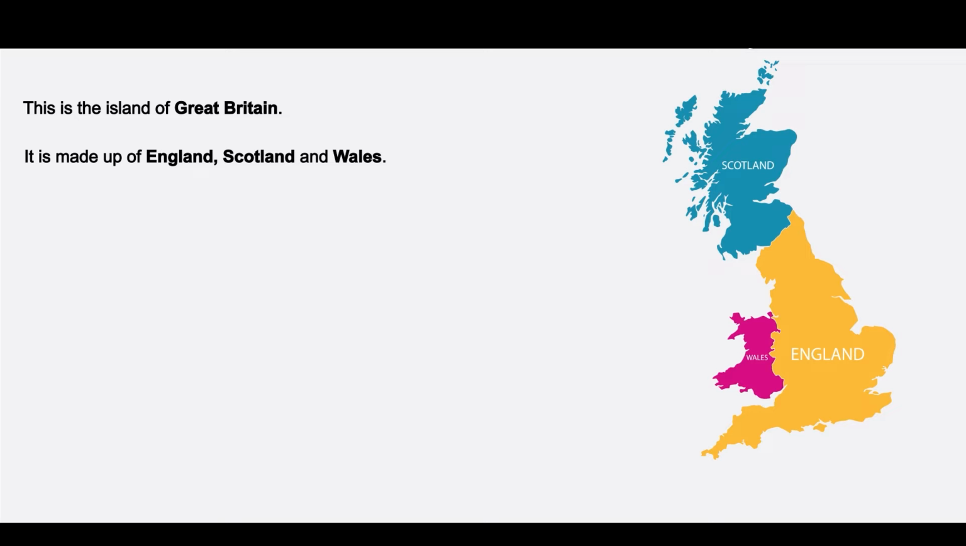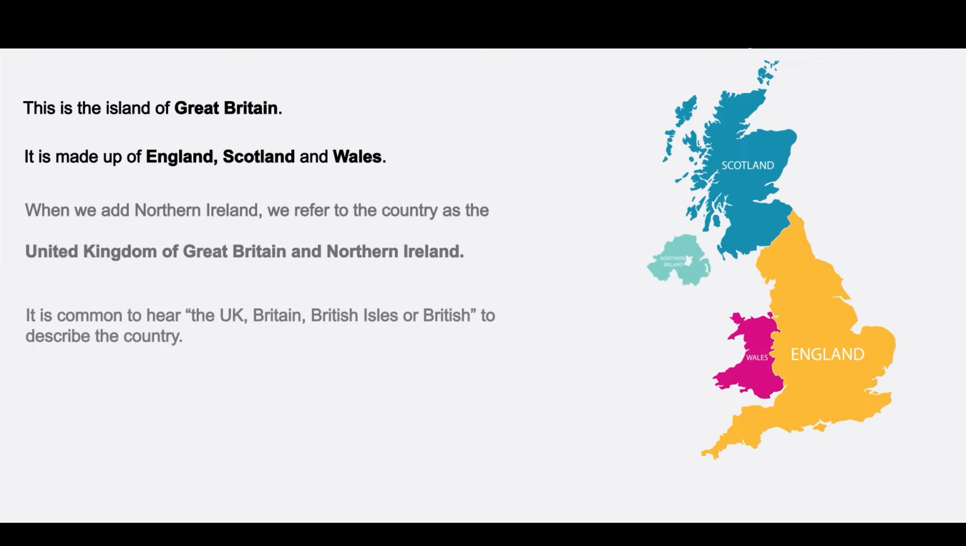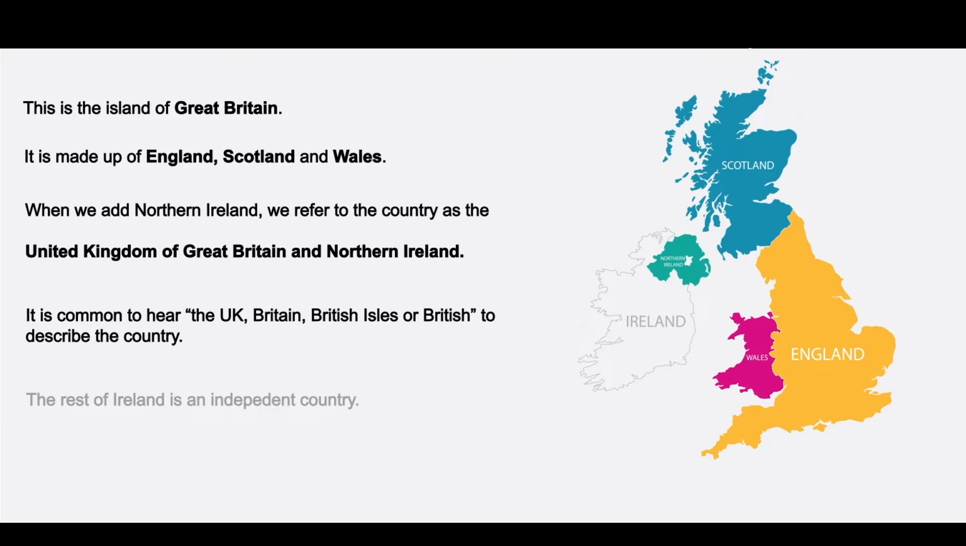Now when we talk about the United Kingdom, we are adding to Great Britain the island of Northern Ireland, which is this green country now appearing on the left-hand side of the island. So when we add Northern Ireland to Great Britain, it becomes the United Kingdom of Great Britain and Northern Ireland. Now you would have heard it referred to as the UK, Britain, British Isles, British, all sorts to describe the country. Team GB in the Olympics, for example.